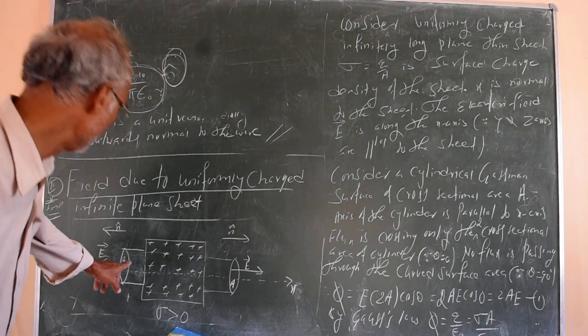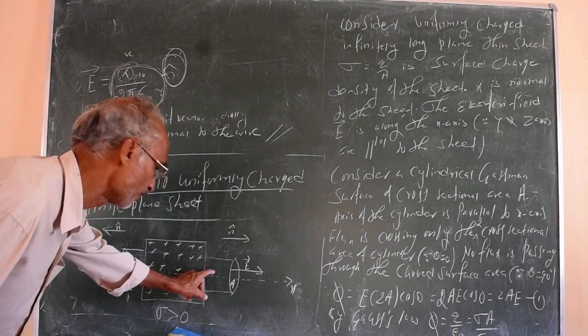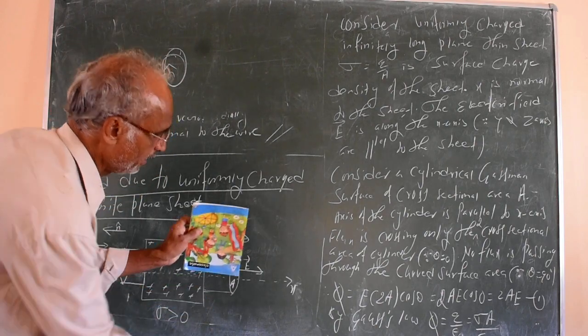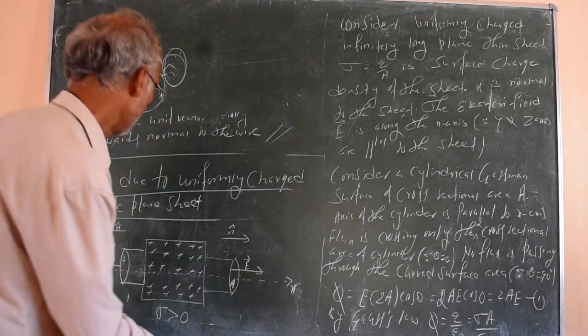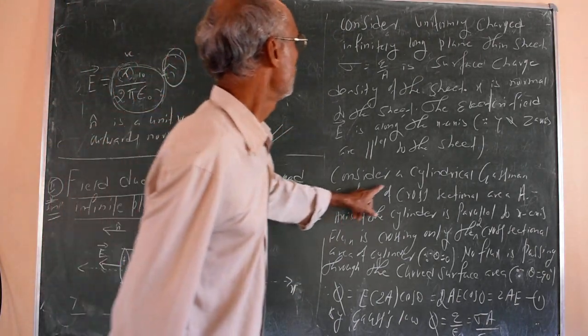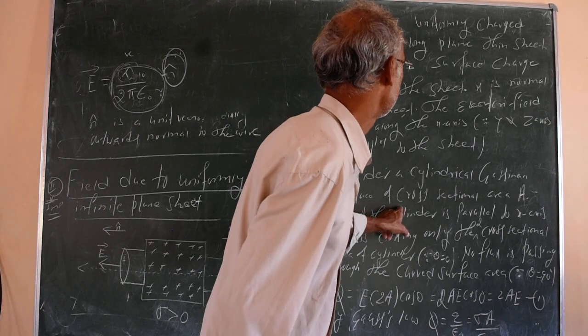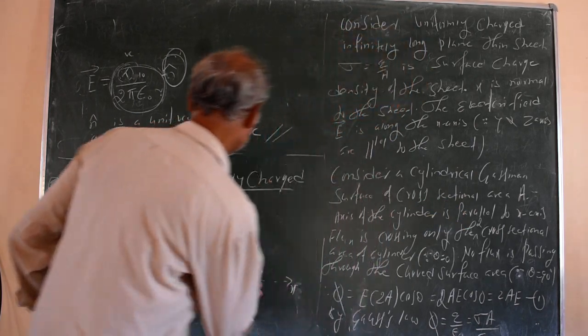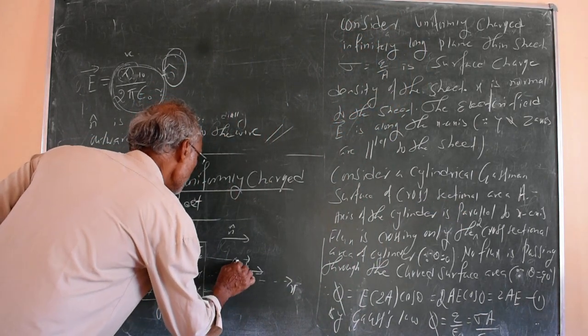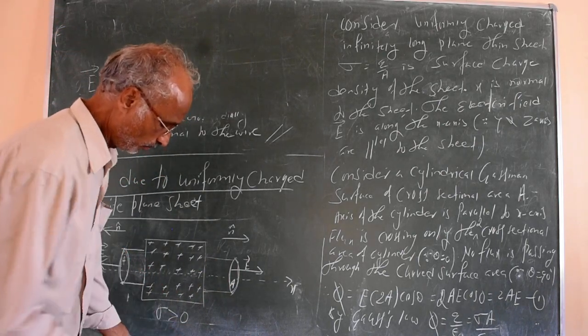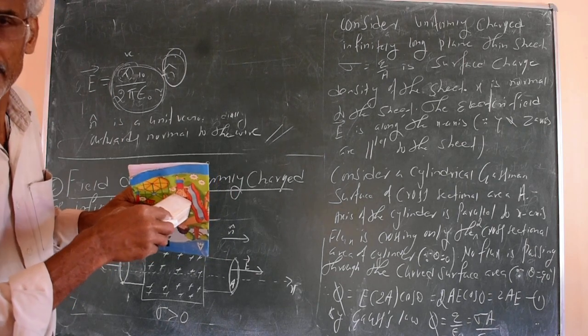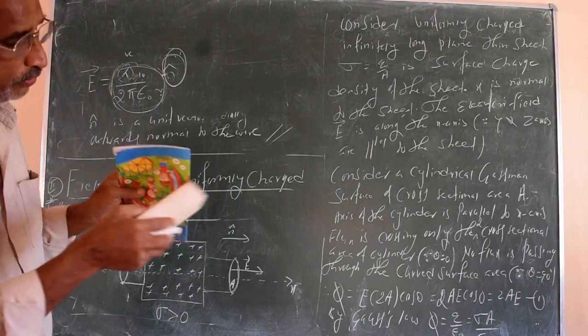So this is the cylindrical Gaussian surface. On this sheet, this is the cylinder, so the cylinder is passing like this. Now consider a cylindrical Gaussian surface of cross-sectional area A. This is the cross-sectional area of the cylindrical surface. The Gaussian surface is passing through it like this. The cylinder is passing through the sheet.